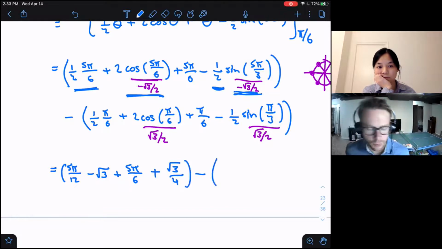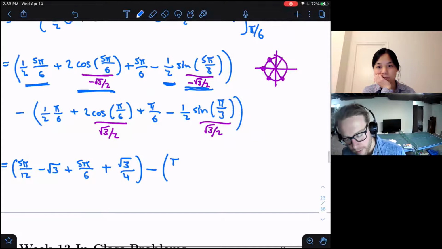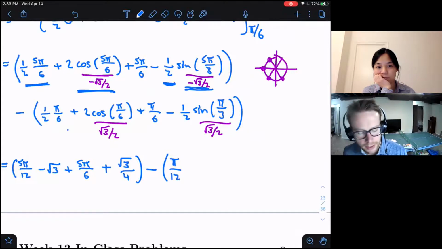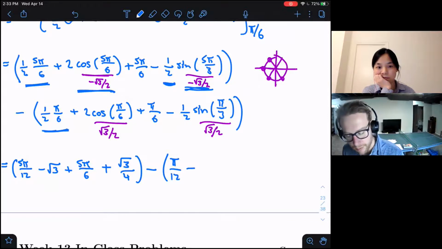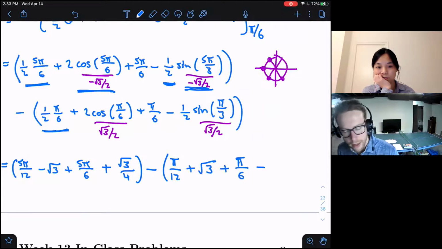And then we're going to be subtracting away pi over 12. That's going to be this bit once we've simplified it. Let's see, we're going to have plus root 3 plus pi over 6. And let's see, this is going to be negative root 3 over 4.